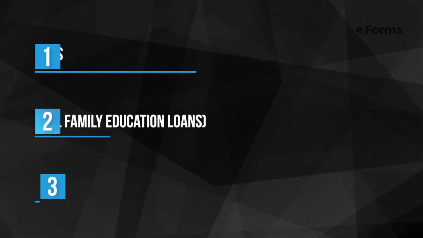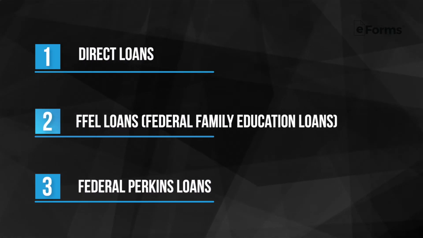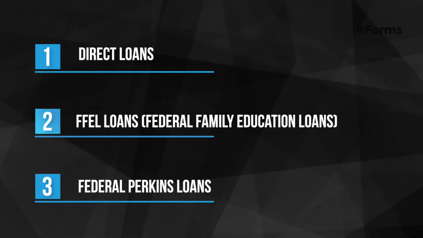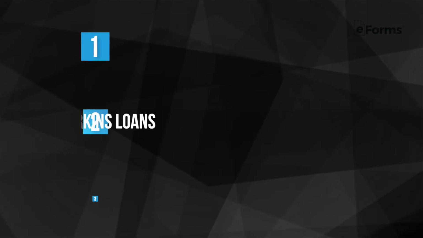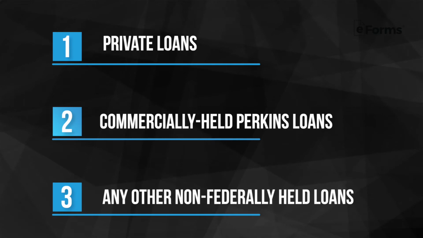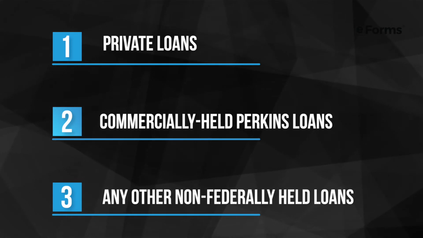Covered loans include direct loans, FFEL loans or Federal Family Education Loans, and Federal Perkins loans. Loans that aren't covered include private loans, commercially held Perkins loans, and any other non-federally held loans.